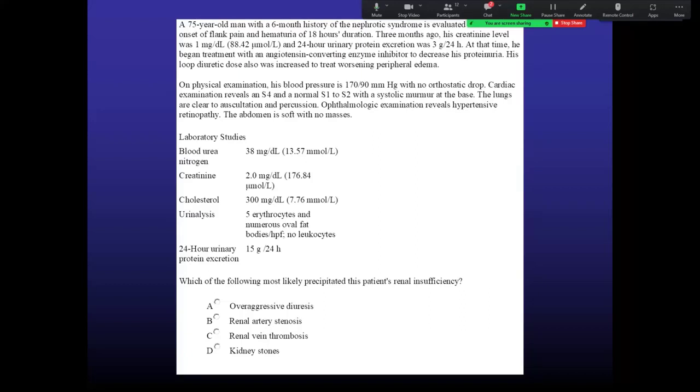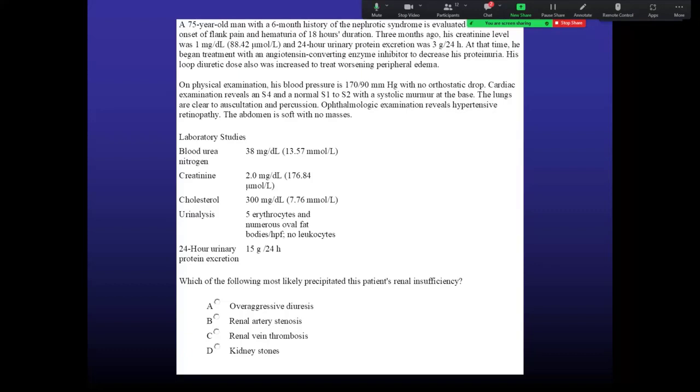On physical exam at this time, blood pressure is 170/90. He was not orthostatic. Cardiac exam reveals an S4, normal S1, S2, with a systolic murmur. The lungs are clear. He has hypertensive retinopathy, and the abdomen is soft with no masses.